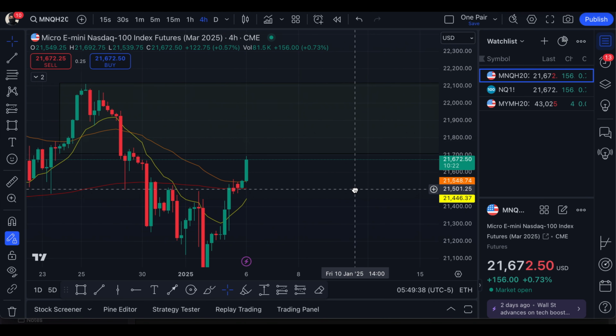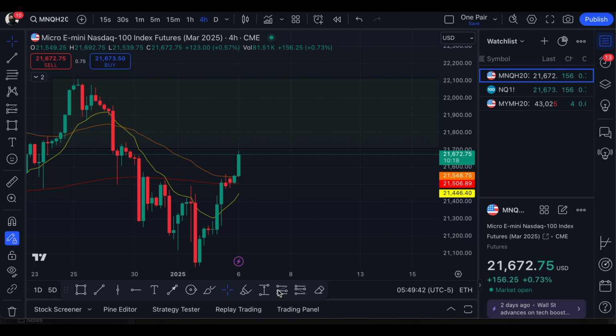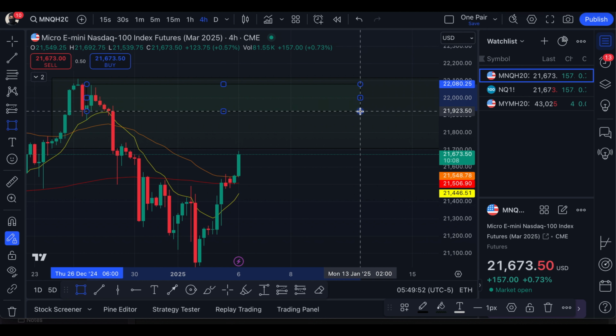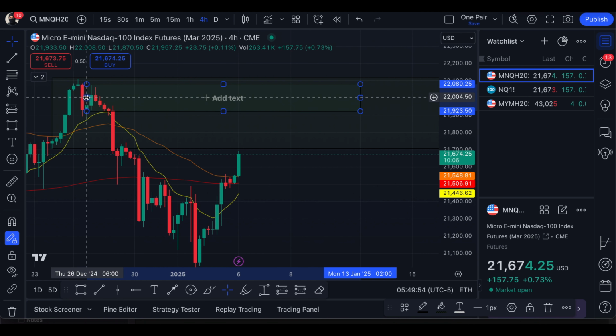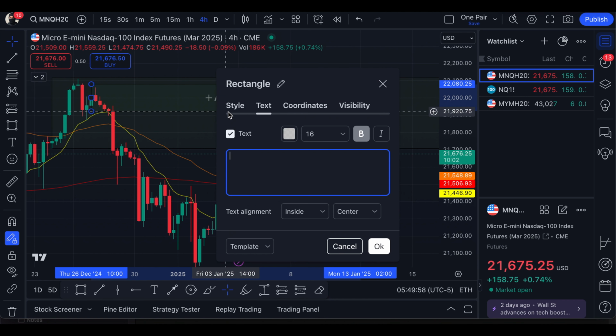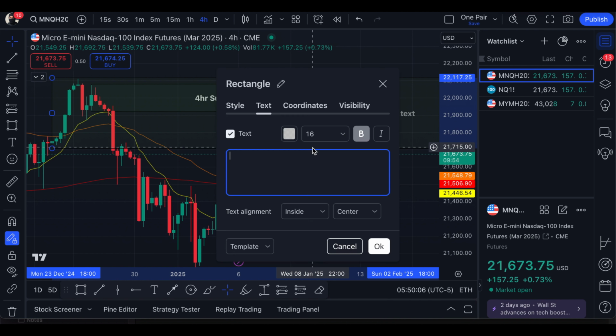Now, let me draw the next supply zone, which is here. This is the 4-hour supply zone. This one was the daily.